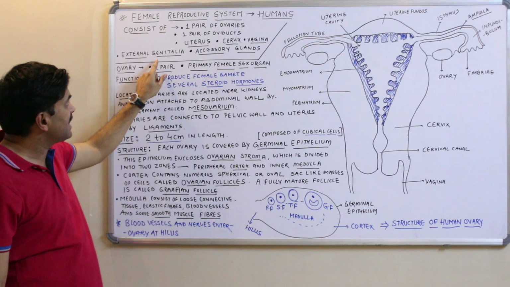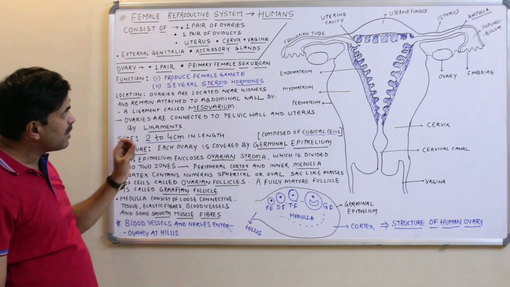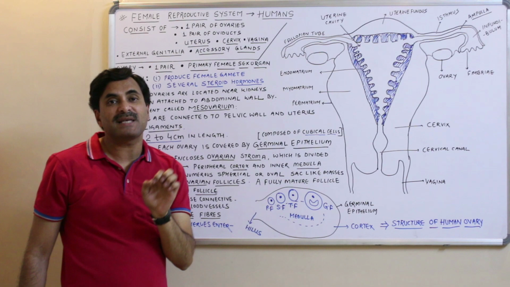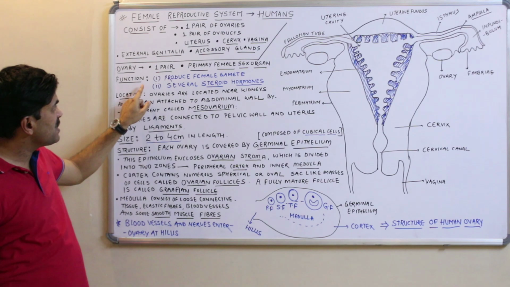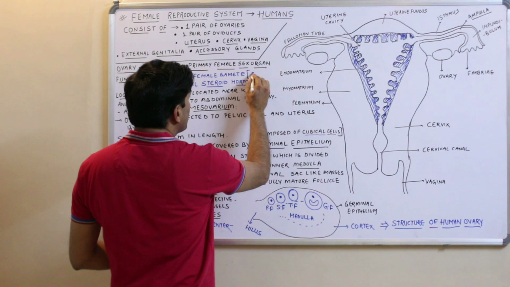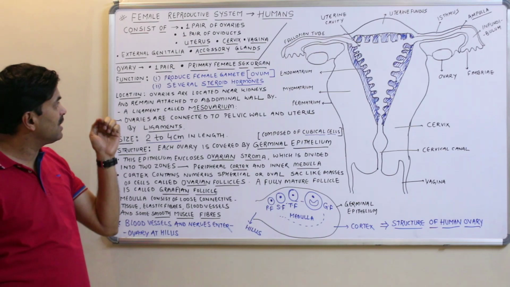Okay, now let's talk about the very first one, that is the one pair of ovaries. Ovaries are the primary female sex organ. What are the chief functions of the ovary? The ovary has two chief functions. Number one, it produces the female gamete. We all know the female gamete is called the ovum or the egg. So inside the ovary, a female gamete is produced, known as the ovum.